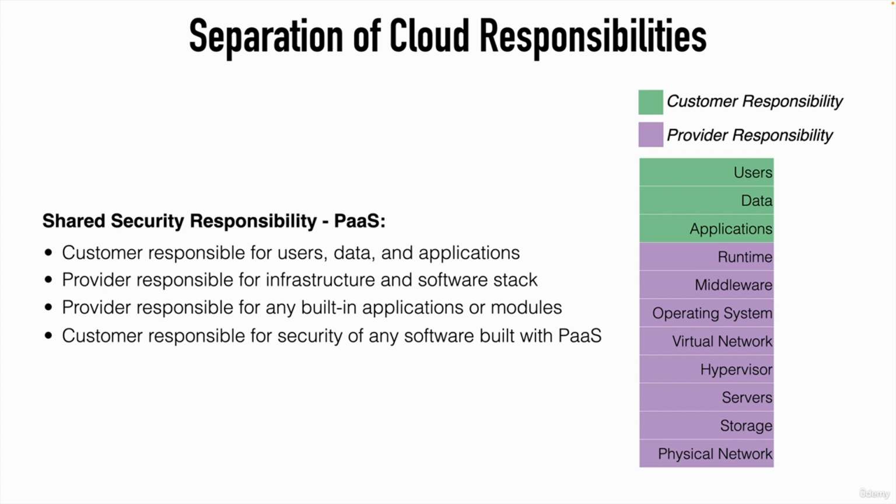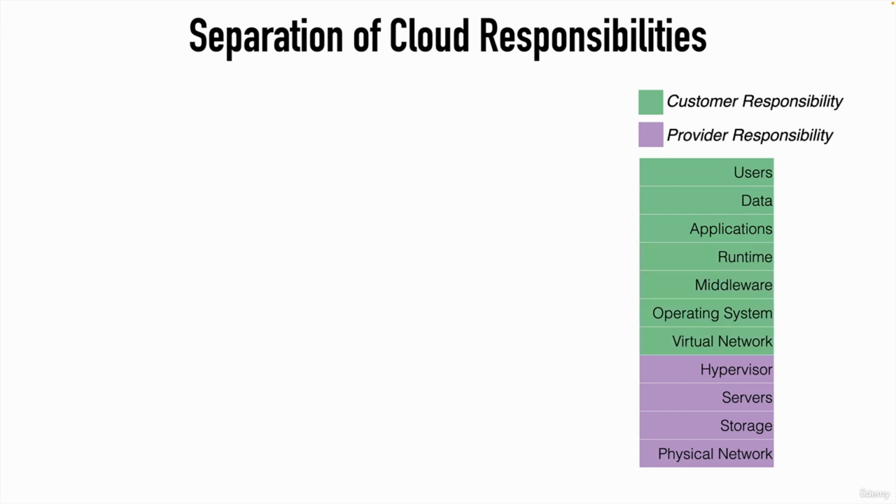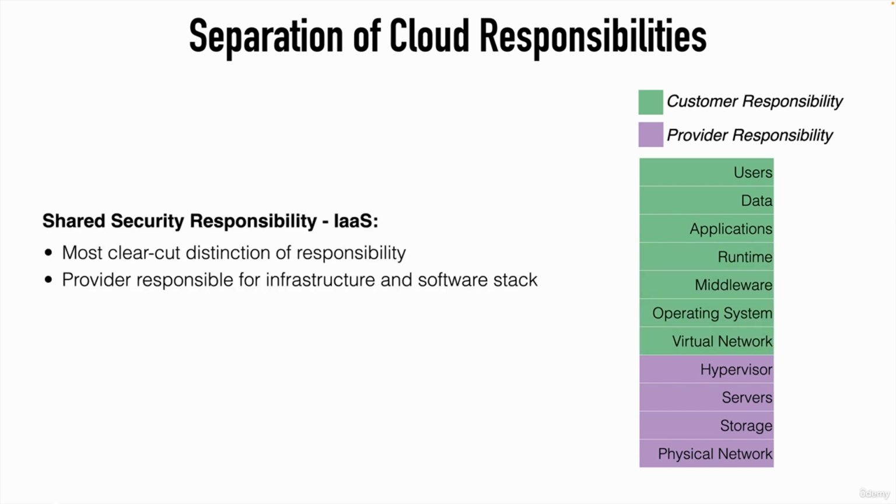And as for IaaS, the customer has the most expanded responsibility set of all three models. This is the most clear-cut distinction of responsibilities, where we can see that the cloud provider is responsible for the security of the underlying network infrastructure. Any applications or data that the customer chooses to run on the infrastructure becomes their responsibility to secure.